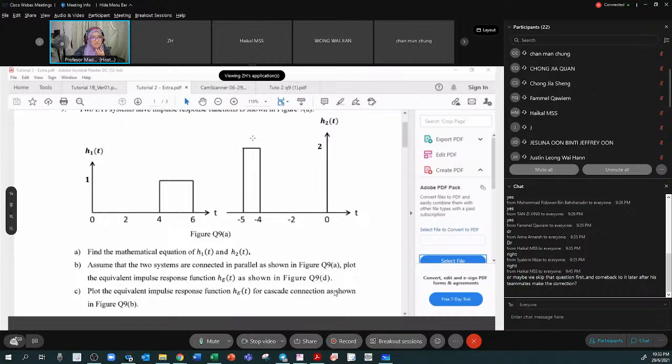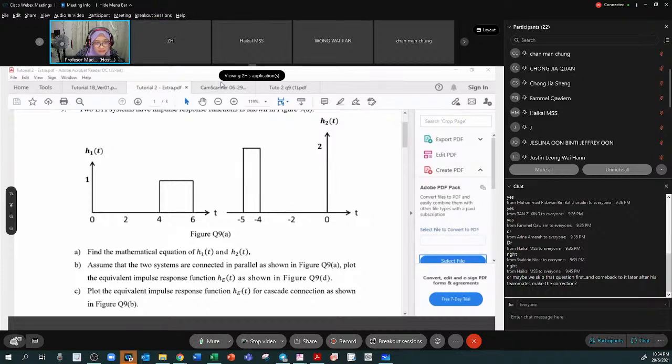I'm not sure. It's not given 9D, right? Is it given in the question? I can't find Q9D. I also cannot find it. But anyway, imagine that it asks you to plot that in parallel.